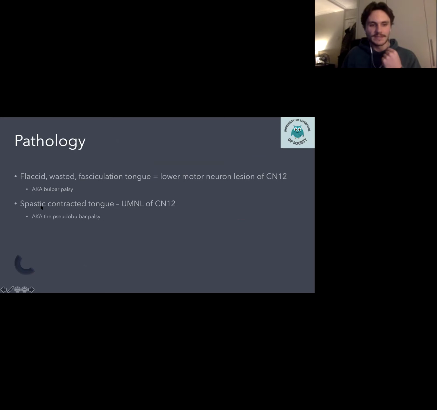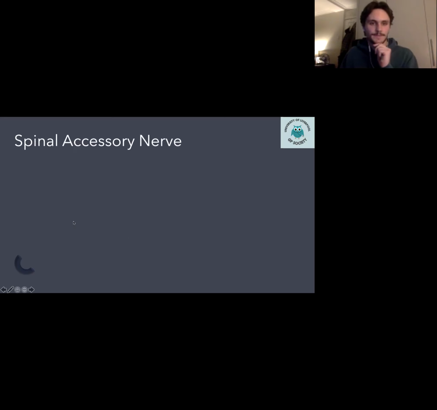If the tongue is spastic, on the other hand, and it's contracted, this is likely an upper motor neuron lesion, and this is also known as pseudo-bulbar palsy. So you can appreciate the relationship of these two palsies. MND, of course, can cause both, and causes of the individual palsies include Guillain-Barré, myasthenia, etc. And of course, trauma, tumors, the same principles still apply.